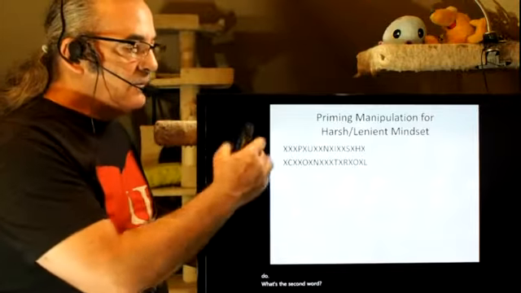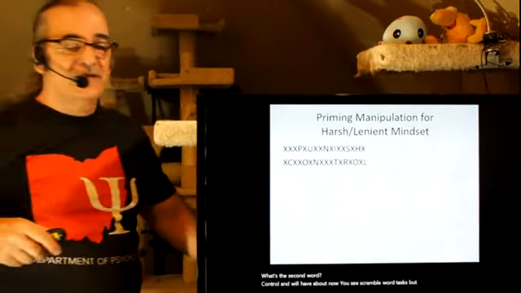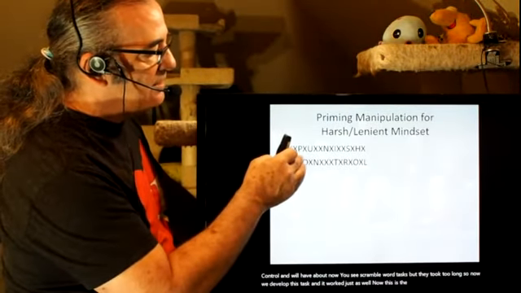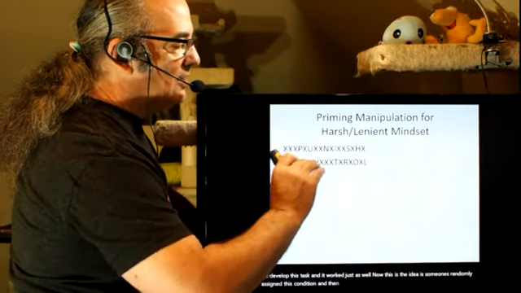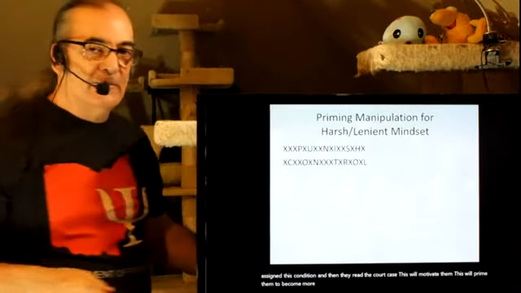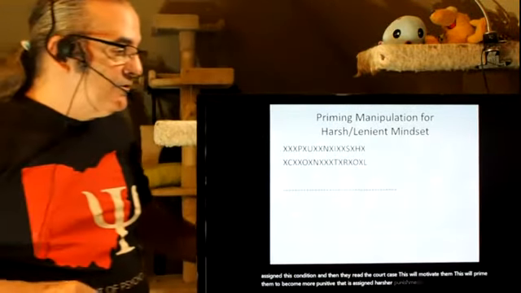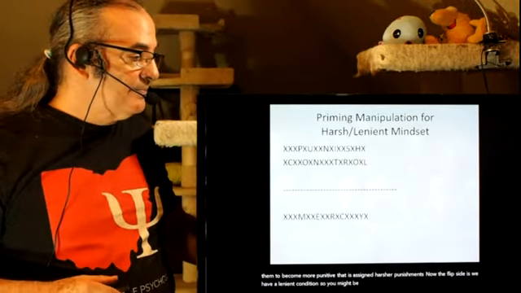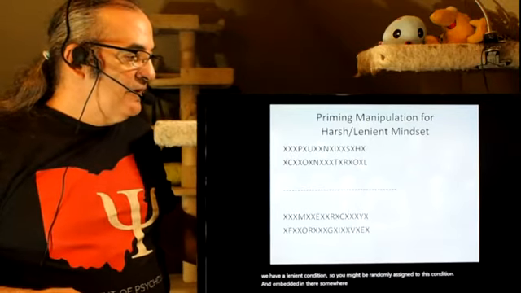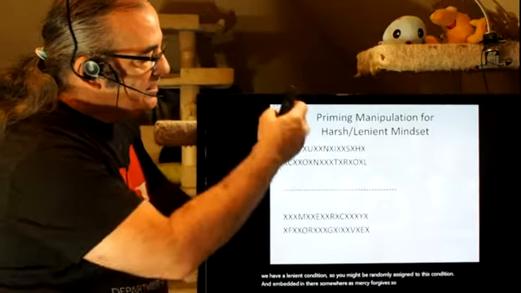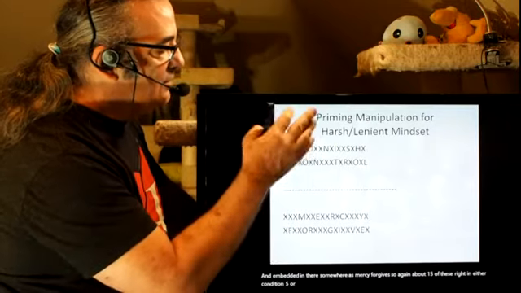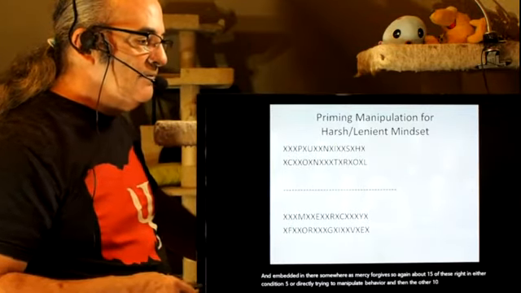Control. Now we used to use scramble word tasks, but they took too long, right? So now we developed this task and it worked just as well. The idea is someone's randomly assigned to this condition and then they read the court case, and this will prime them to become more punitive, that is, assign harsher punishments. Now, the flip side is we have a lenient condition, and embedded in there somewhere is mercy, forgive. So again, about 15 of these in either condition. 5 are directly trying to manipulate behavior, and the other 10 are neutral to throw people off, right?